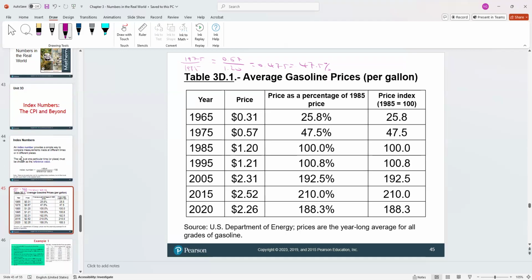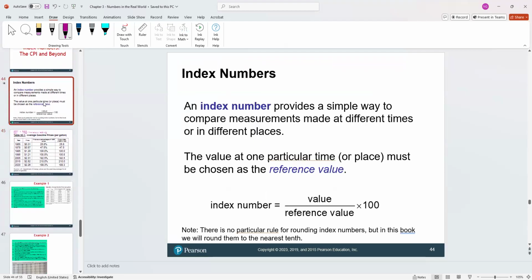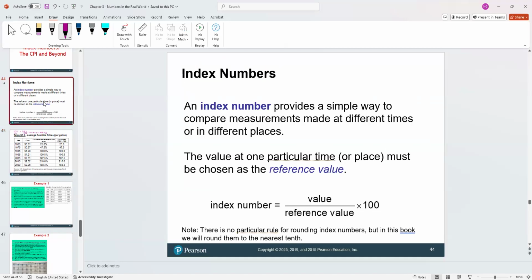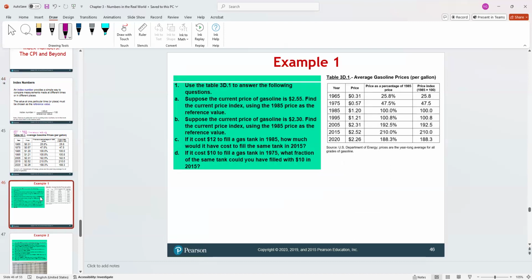So we're going to go through an example very quickly. As we said, for index numbers, you take the value and divide it by the reference value. For example, because we're interested in 1975, we take the value of 1975 and divide it by the reference, 1985. Then we multiply by 100% to make it a percentage. There is no particular rule for rounding index numbers, but in this book, we will round them to the nearest whole number. That's mostly what we're going to do here.